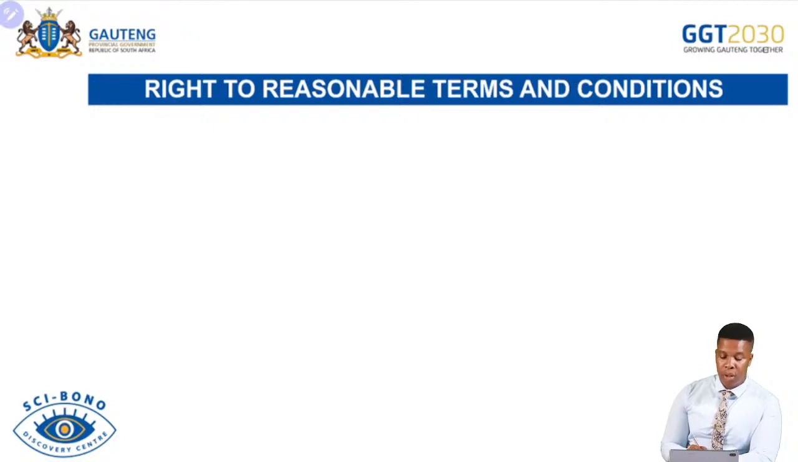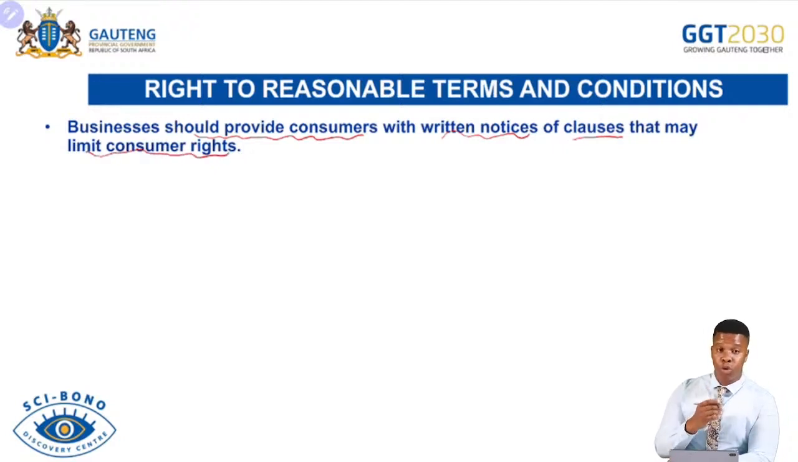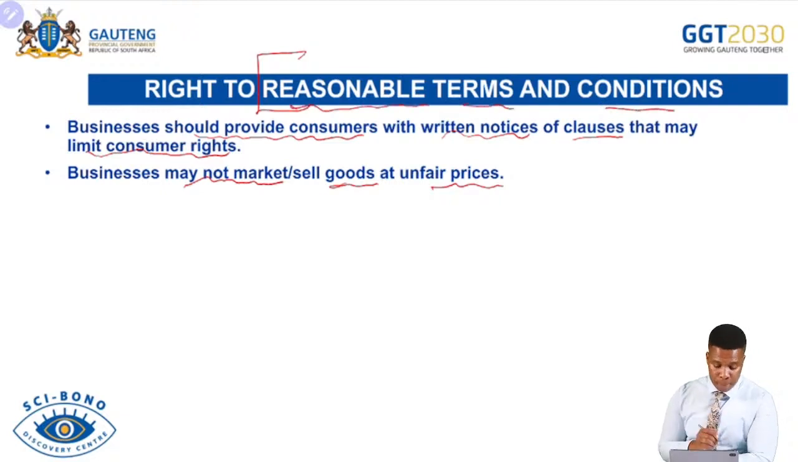And then when we look into the right to reasonable terms and conditions, there we are talking about the idea that businesses should provide consumers with written notices of clauses that may limit consumer rights. So information that may limit the consumer's rights should be on the contract and should be clear so that consumers know what they are signing in their contracts. And then furthermore, businesses may not market or sell goods at an unfair price because the right emphasizes that the business should be reasonable and the terms and conditions as well should be reasonable to the consumer.